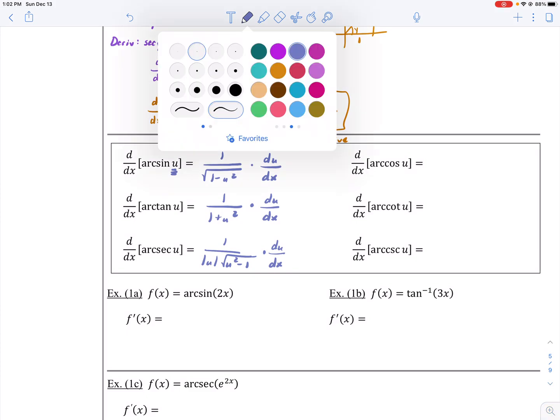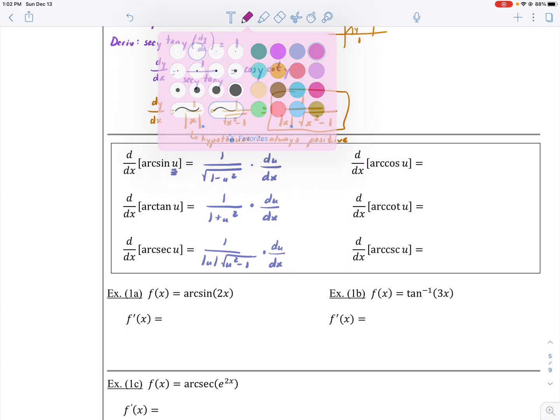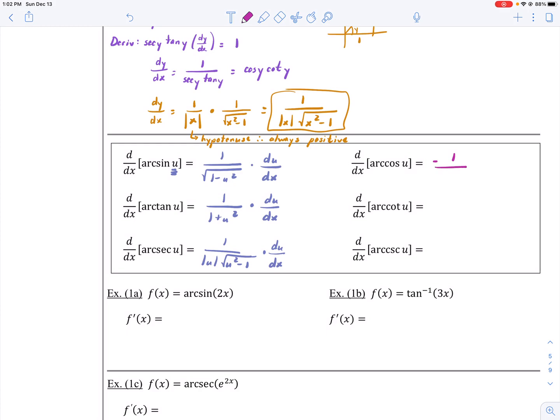And then basically, we're just going to see the negative, right? So when I see the negative, this is going to be a negative 1 over the square root of 1 minus u squared times du dx. This is going to be a negative 1 over 1 plus u squared times du dx. This is going to be a negative 1 over the absolute value of u square root of u squared minus 1 times du dx. So if you can memorize these three on this side, then the cosine, cotangent, and cosecant are just going to be the negative versions of those formulas.